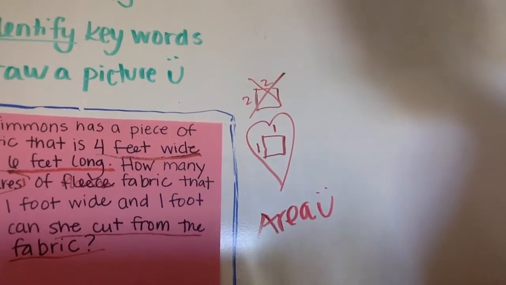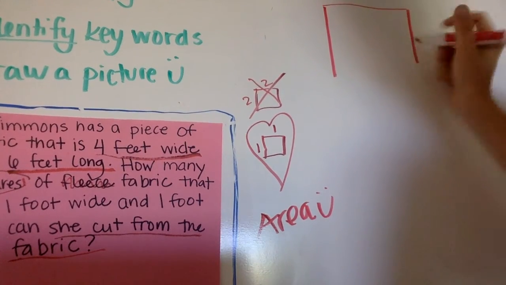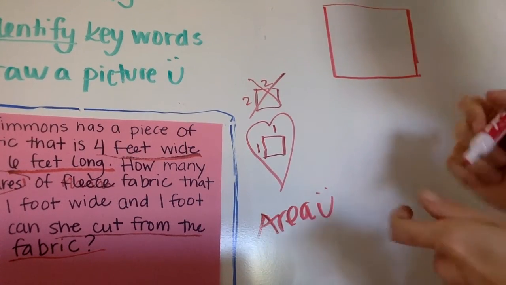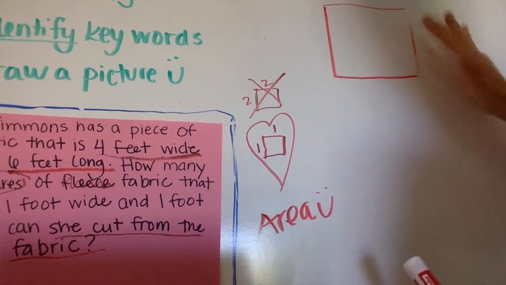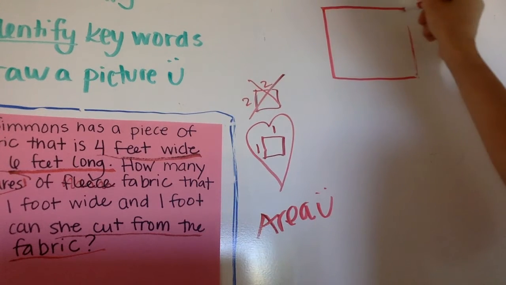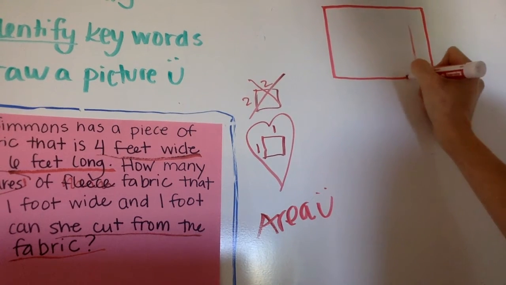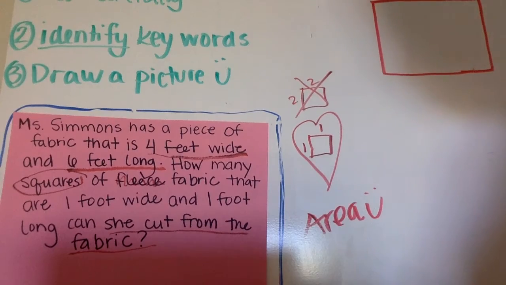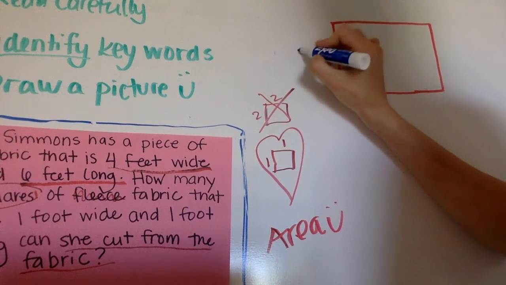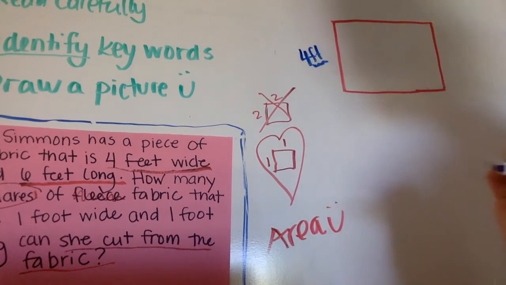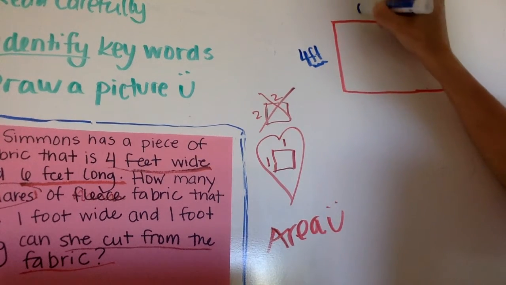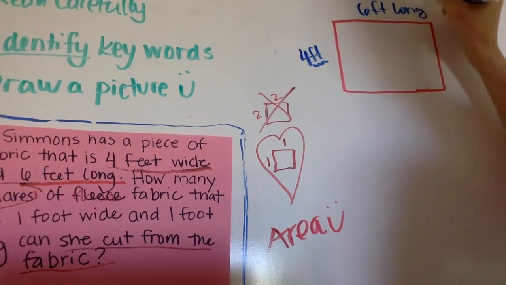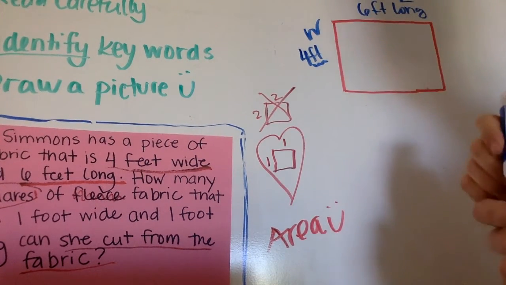So now it's time to draw our picture. Let's draw the piece of fabric that Miss Simmons has. All right, so we know that the fabric, I want to make sure I draw a really good picture so you can see exactly what's happening. So the piece of fabric is 4 feet wide and 6 feet long. So let's label our picture. 4 feet wide, don't forget your units. They're not stinky feet, they're feet as in a measurement. And 6 feet long. Length and width.